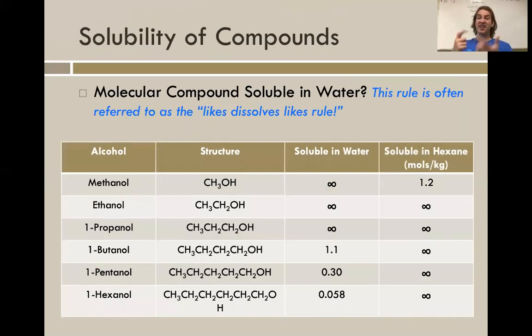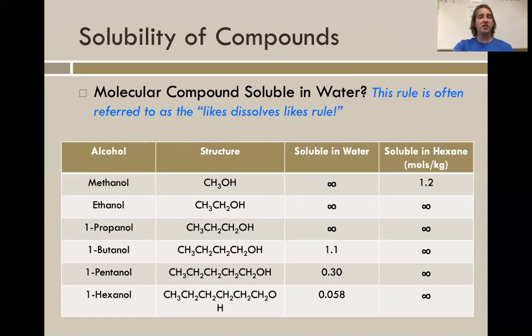Cool. Come back to this "likes dissolves like" idea. So we're done talking about ionic, let's talk about molecular. Molecular would be our covalent compounds. Typically, these are substances that are non-polar or sometimes polar, but are covalently bonded. When we say molecular, we're saying that they are covalently bonded atoms or molecules. And so these would be all nonmetals.